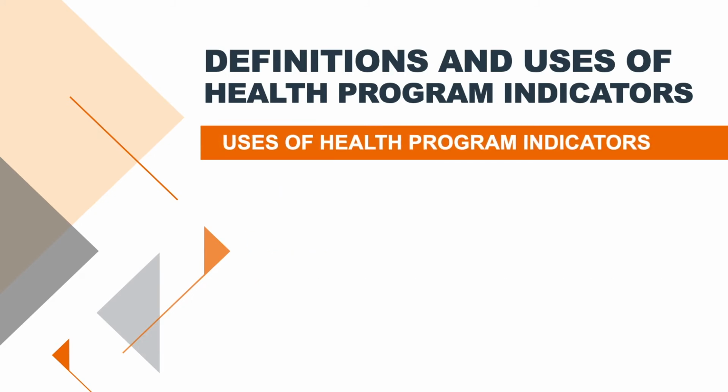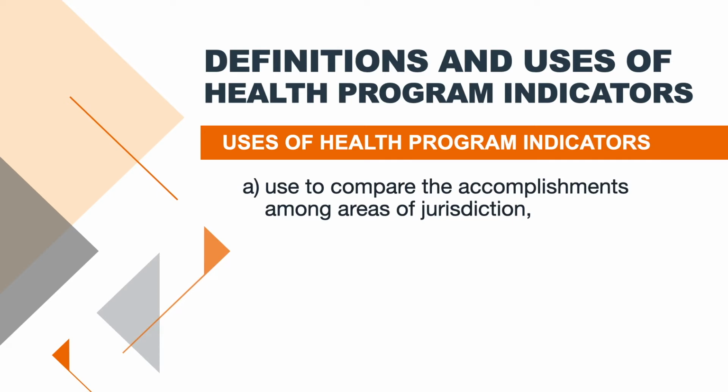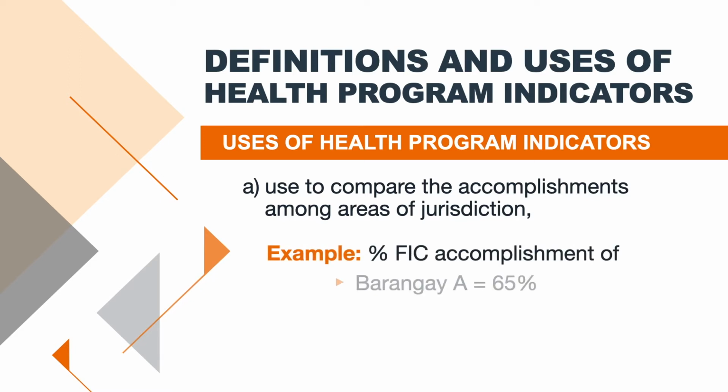Uses of health program indicators. Used to compare the accomplishments among areas of jurisdiction. For example, barangays, municipalities, cities and provinces. For example, the percentage of FIC accomplishment, barangay A, equals 65%, and barangay B, equals 85%. Accomplishment of barangay B is higher compared with barangay A.